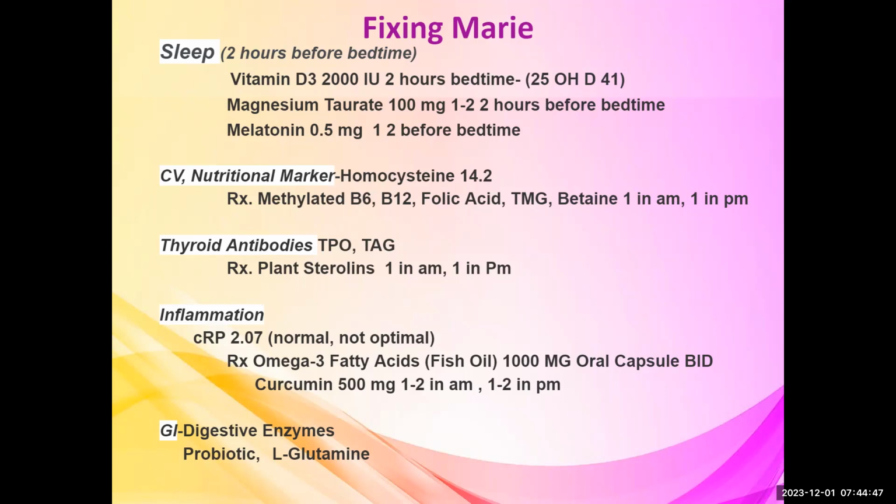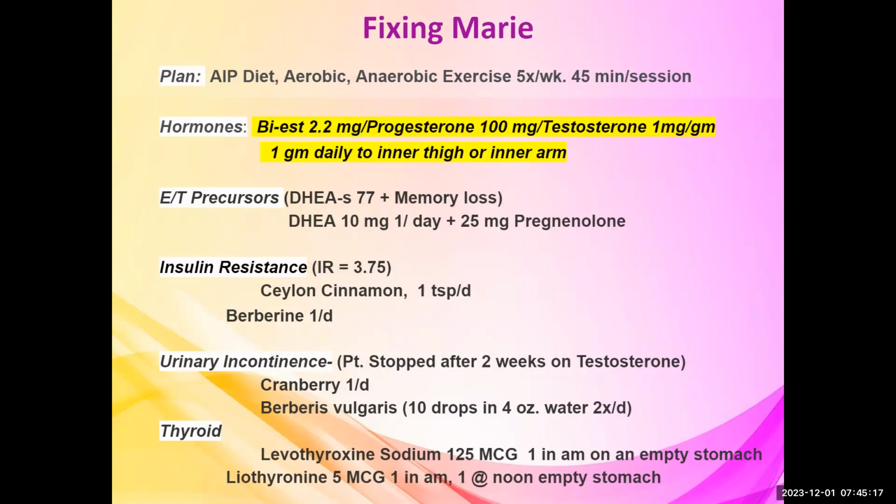We can do that. And for an anti-inflammatory for C-reactive protein, omega-3 fatty acids. I usually start at 2,000 milligrams. You can go up to 2,000 twice a day, especially for men. And curcumin, 500 milligrams twice a day, and you can go to 1,000 twice a day. For the GI issues, probiotics, prebiotics, and fermented foods work well.